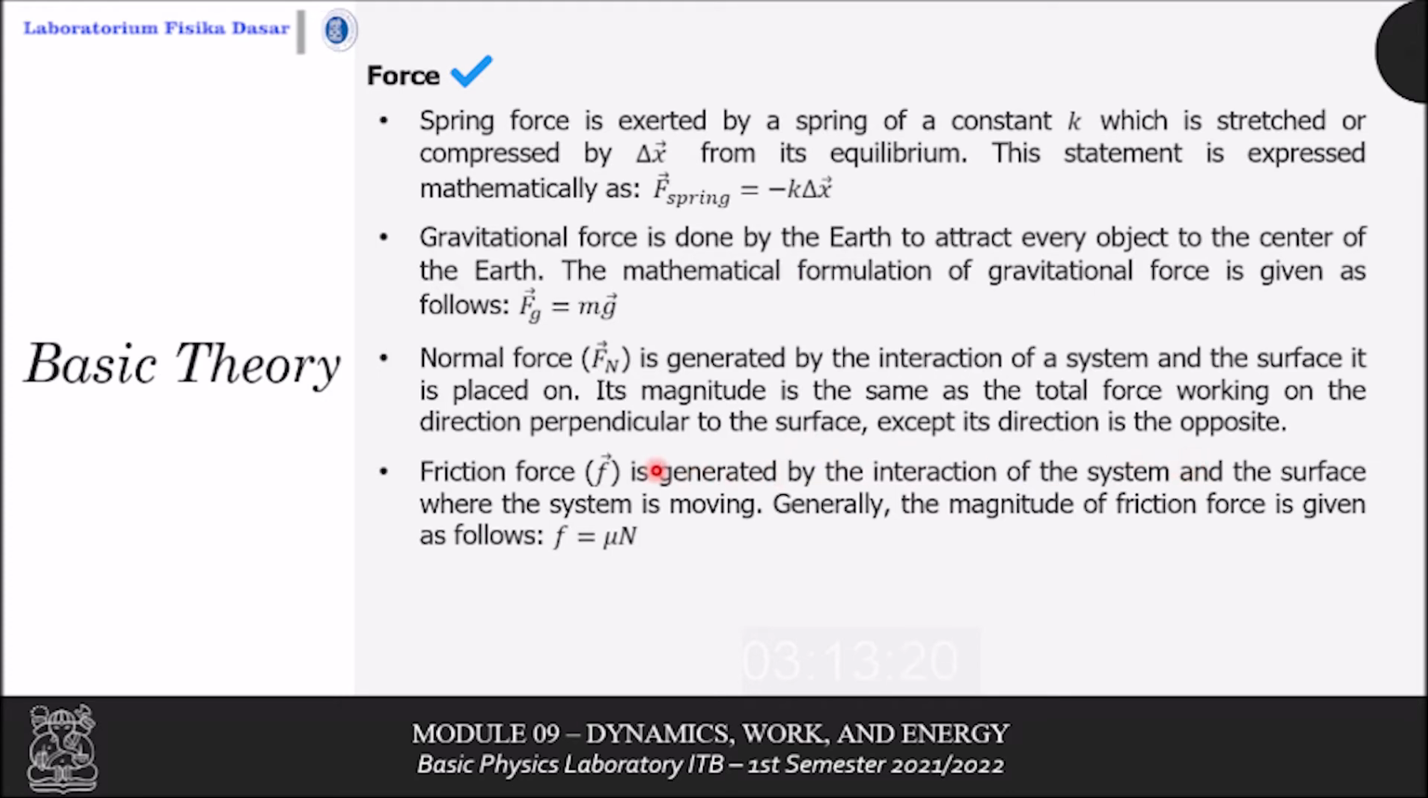And lastly is friction force, which is generated by the interaction of the system and the surface in case the system is moving. Generally, the magnitude of friction force is given as F equals mu times N, in which mu is the friction coefficient and N is the magnitude of the normal force.